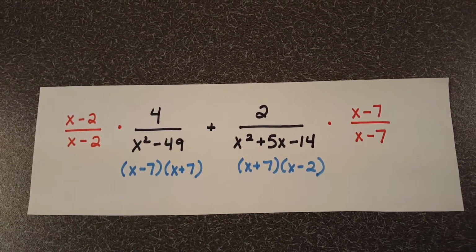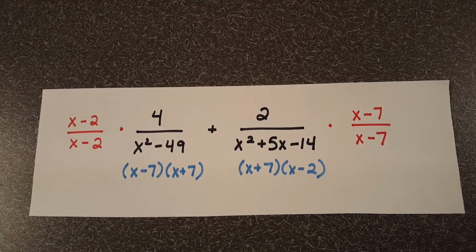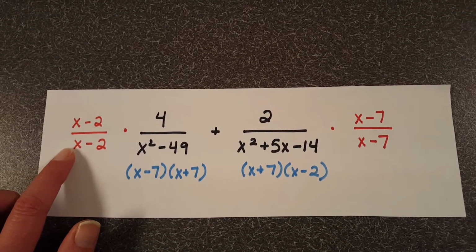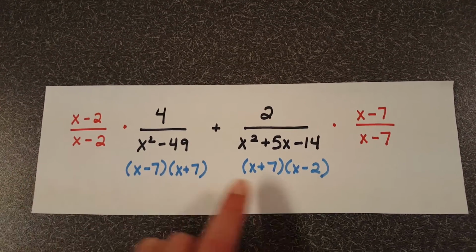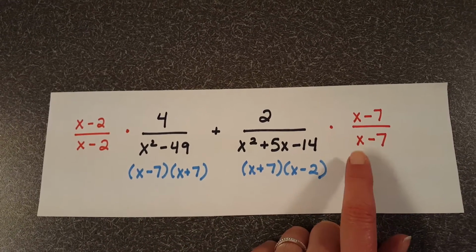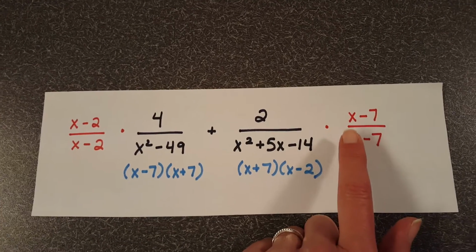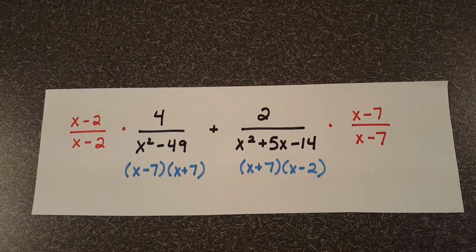As you know, we can multiply by 1 and it won't change the value of the fraction. So we multiply by 1 in the form of x minus 2 over x minus 2 for the left side. That's going to get this over here to be in common. And then because this side doesn't have an x minus 7, we're going to use x minus 7 over x minus 7.